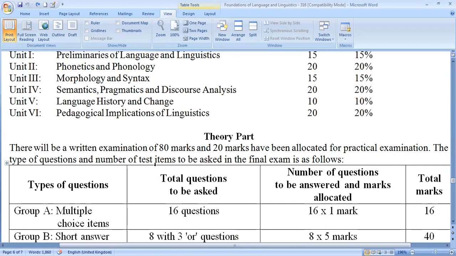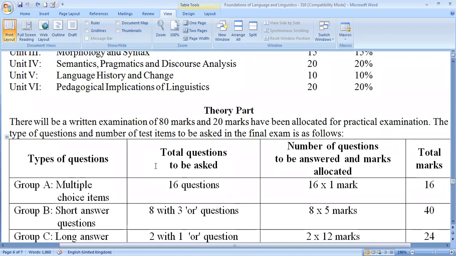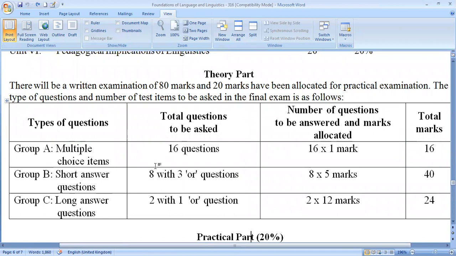Now let's go to the format of the questions asked in the examination. What is the format of the question to be asked in the examination? Especially, 3 groups will be there. Group A will be objective questions, that is multiple choice. The total number of questions to be asked is 16, and every question carries 1 mark. So 16 marks will be for the multiple choice, that is objective questions.